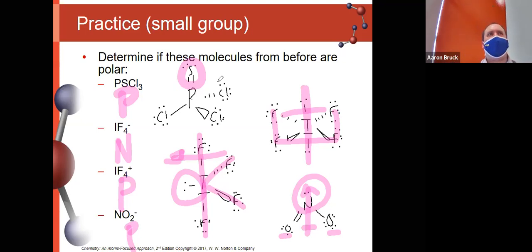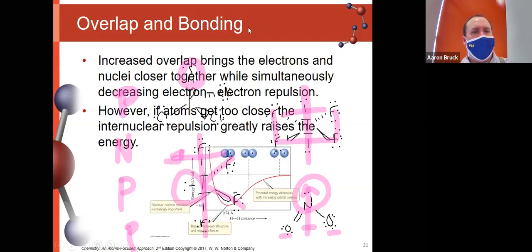So once you start getting good at spotting those inconsistencies, those asymmetries, if you've got it drawn correctly in three dimensions, it becomes really easy to see, oh, that's polar, that's nonpolar. Without that, it does get a little bit more difficult. It is a little bit more trying. Any last questions about polarity? Okay.